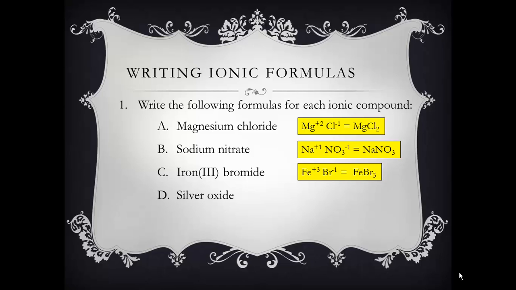Alright, silver oxide. Now silver is one of those transition metals that do not have more than one charge. It's always a +1 charge. So you notice there's no Roman numeral because silver is always +1. And oxygen's -2. Do your drop and swap, so it's Ag2O.